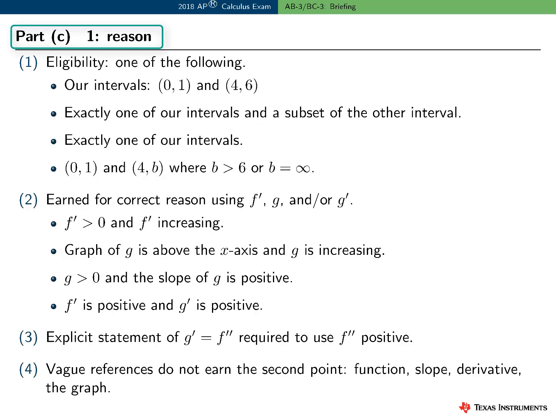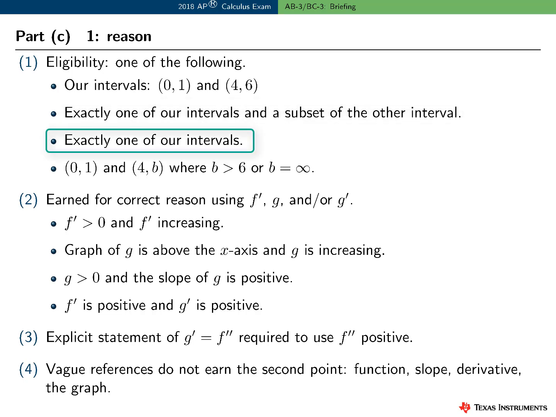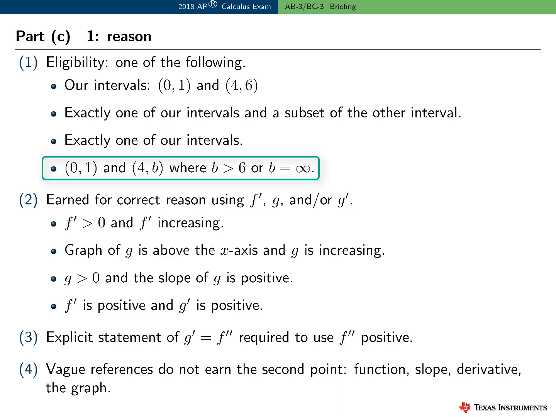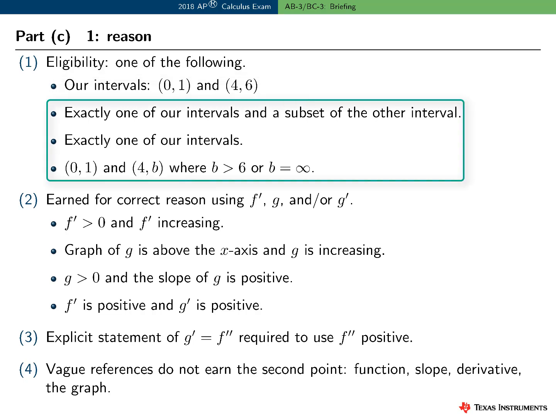The second point in part C was for the reason, and there was an eligibility criteria here also. The student had to present one of these items to be eligible for this point. They had to present the correct intervals, or exactly one of our intervals and a subset of the other interval, or exactly one of our intervals, or intervals of this form, where b is outside the domain of the function g. Note that only the first bulleted item here earns the first point. The remaining 3 items do not earn the first point, but the student is eligible to earn the second point.